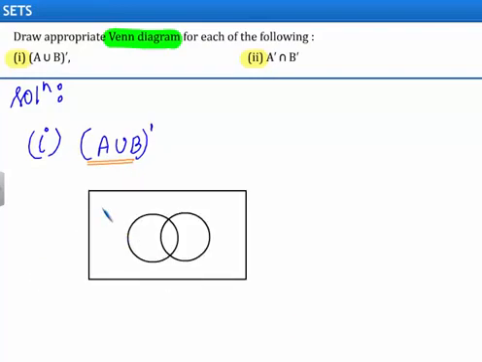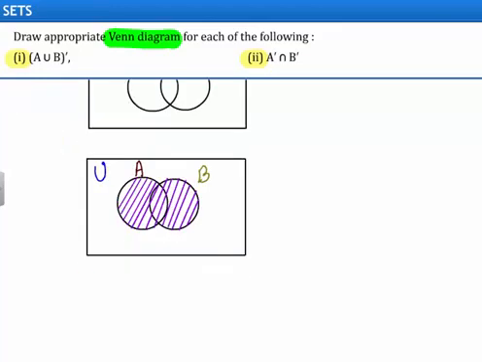In this diagram, this is the universal set and this is the set A and this is the set B. This is the representation of A union B by a Venn diagram. Now we need to find the complement of A union B.